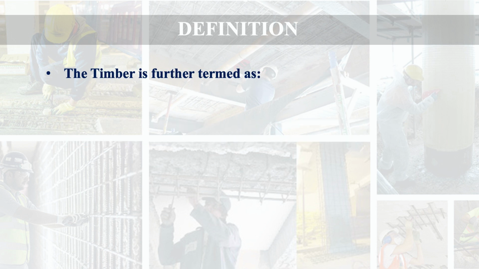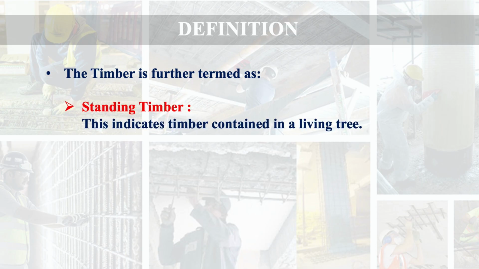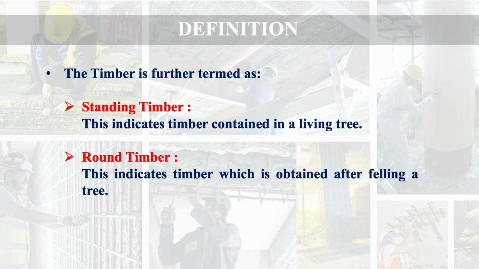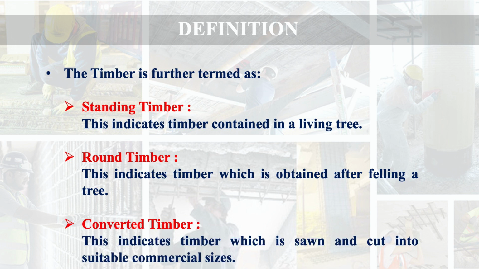The timber is further termed as standing timber and round timber. Standing timber is the timber contained in a living tree, means the wood which is there in the living tree, that is called standing timber. The round timber indicates the timber which is obtained after felling of a tree. Then another one is converted timber.